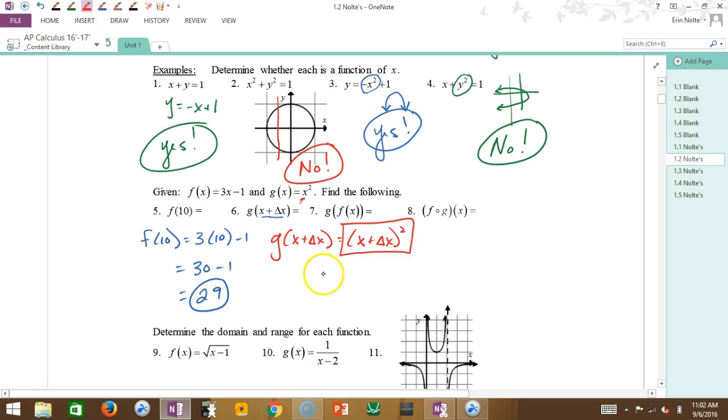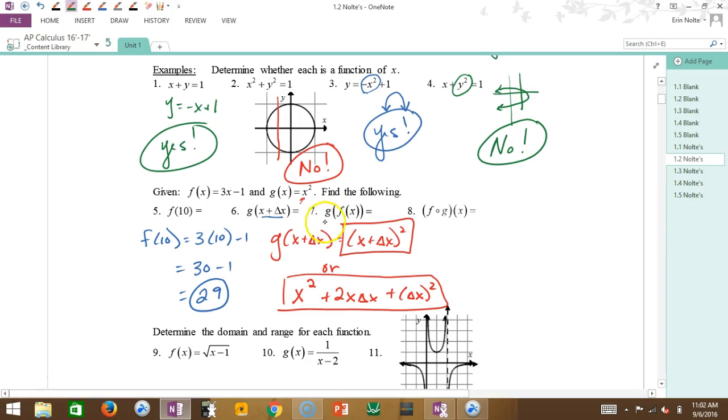If you did decide you wanted to FOIL that out, you could, and that would become x squared plus 2x change of x plus the change of x squared. Okay, so you could write it either way. Both are simplified completely.